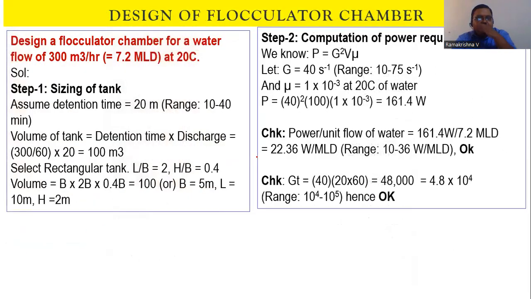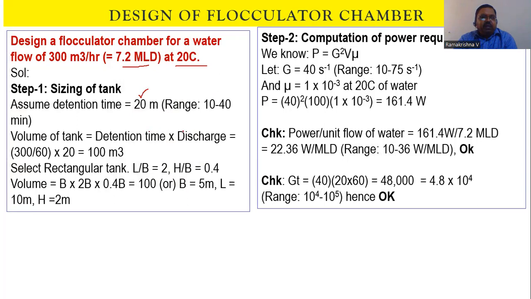Let us quickly look at a small problem. Design a flocculator chamber for a water flow of 300 meter cube per hour, which equals 7.2 MLD, at 20 centigrade. Sizing of the tank is the first step. To go for sizing, we need to calculate the volume of the tank. To calculate the volume, we should go for the detention time, 10 to 40 minutes. I am taking 20 minutes here.